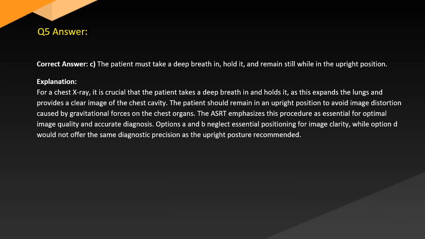Answer. Correct answer. C. The patient must take a deep breath in, hold it, and remain still while in the upright position. Explanation. For a chest X-ray, it is crucial that the patient takes a deep breath in and holds it, as this expands the lungs and provides a clear image of the chest cavity. The patient should remain in an upright position to avoid image distortion caused by gravitational forces on the chest organs. The ASRT emphasizes this procedure as essential for optimal image quality and accurate diagnosis. Option B neglects essential positioning for image clarity, while option D would not offer the same diagnostic precision as the upright posture recommended.